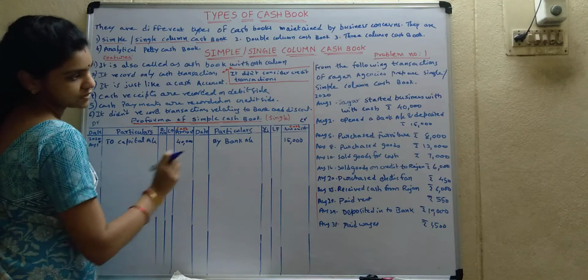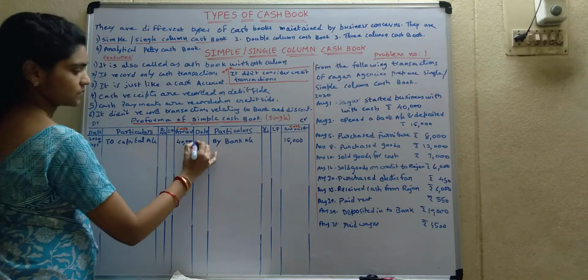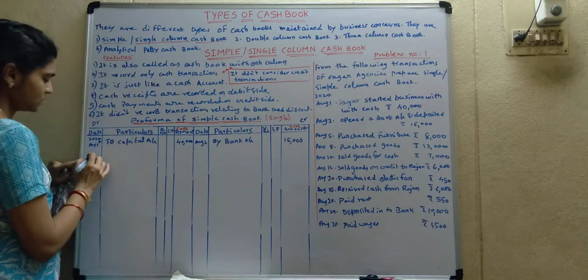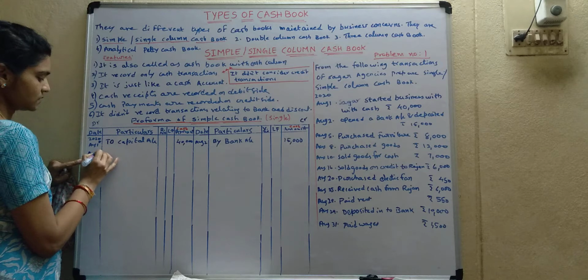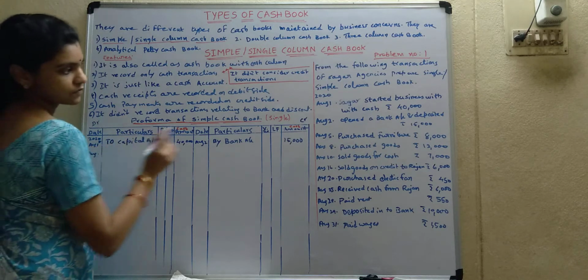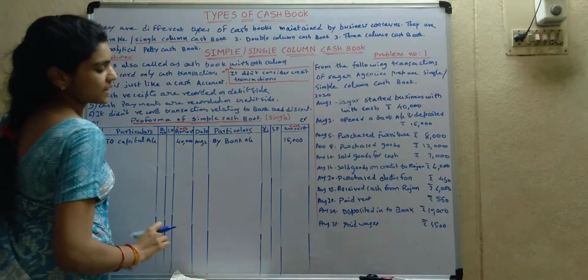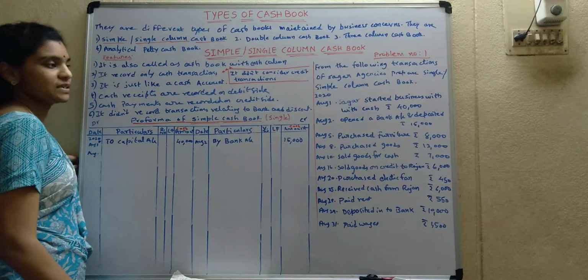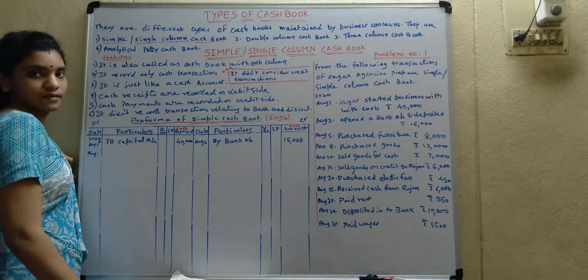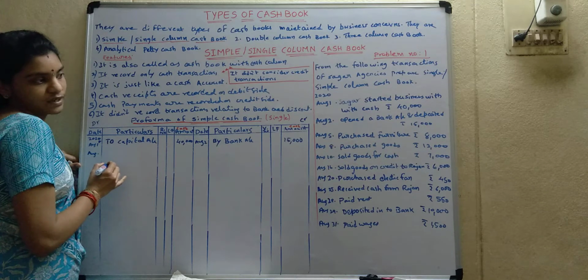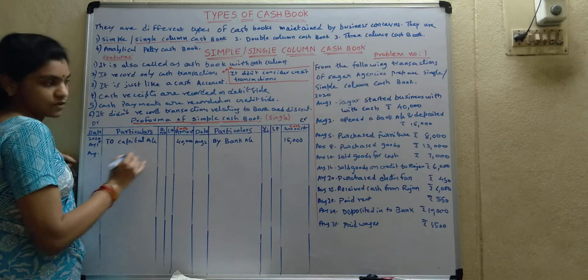And next, what's the next entry? Read out the next entry, please. August 2nd. Over now. August 5th, purchased furniture. What is the entry for purchase of furniture? What is the account?